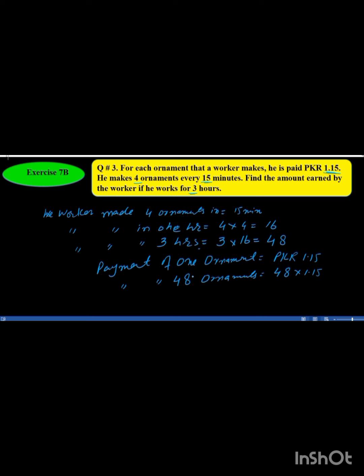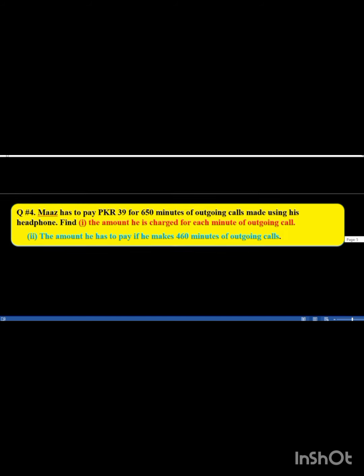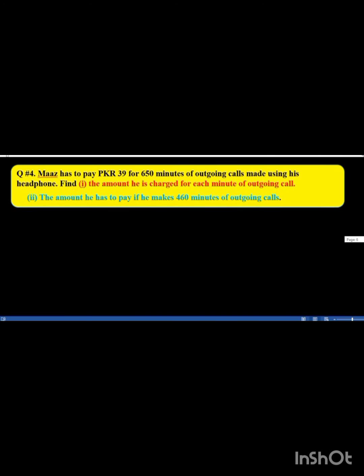After multiplication you will get your answer, and your answer is PKR 5.20. So that is the answer of this question. There is no second part of this question, so we move on to the next question, that is question number 4. Let's see what is there in question number 4.